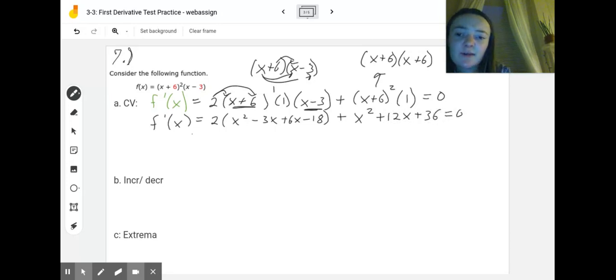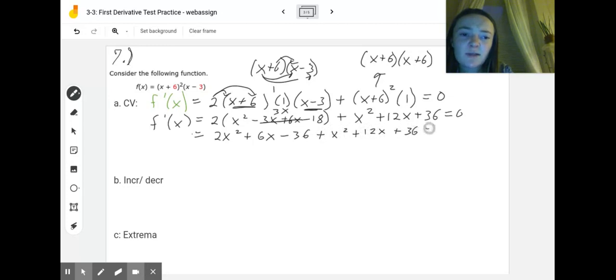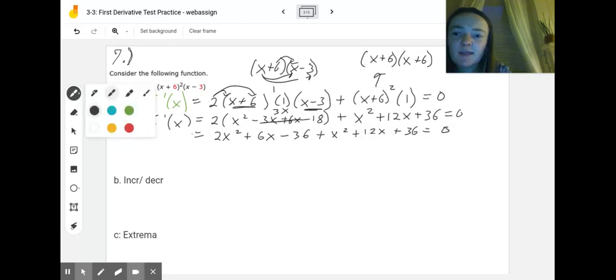So let's go ahead and simplify this. I get 2x squared minus 6x. In fact, let me combine these for a minute. That's the same thing right here as just 3x. So 2x squared plus 6x minus 36 plus x squared plus 12x plus 36. So lucky for us, if I look at some things I can get rid of, positive 36 and negative 36 cancel. Those are going to cancel.